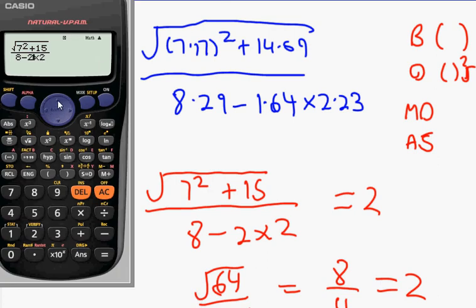Next part is we're just going to put it all into the calculator. I'm just going to keep what I have already because it's more or less the same thing. 0.17 squared. Use your brackets just to be sure. Plus 14.69. And then we're going to divide it by 8.29. Take away 1.64.